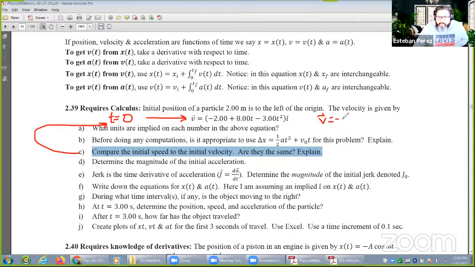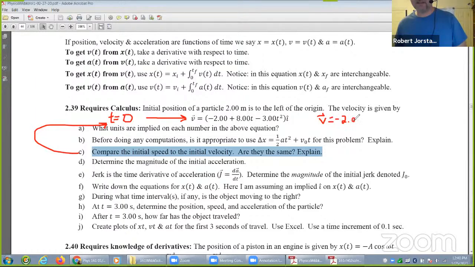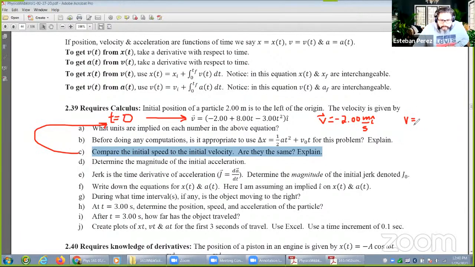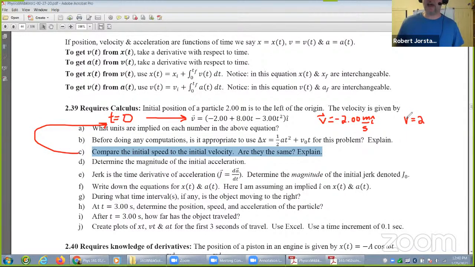-2. And then just because I'm being thorough here, I might as well put in the units now because we know what the units should be. So the velocity is -2 meters per second i hat. What is the initial speed? Just -2. No, it's not -2. Oh, sorry, just 2. It's 2, right? It's the absolute value.